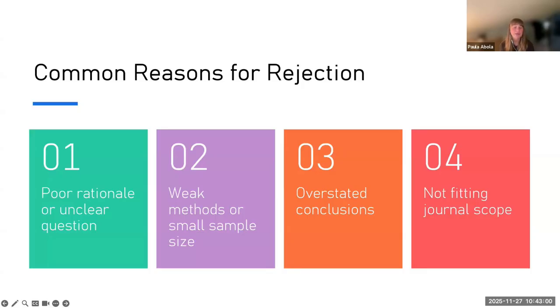And the key is not to take any of this personally. You should use reviewer or editor feedback as a roadmap for improvement. Revise your paper carefully and resubmit it then elsewhere. Persistence is part of the academic game.